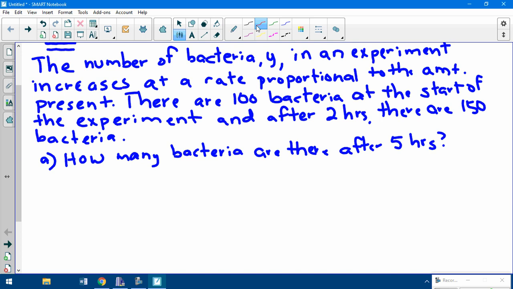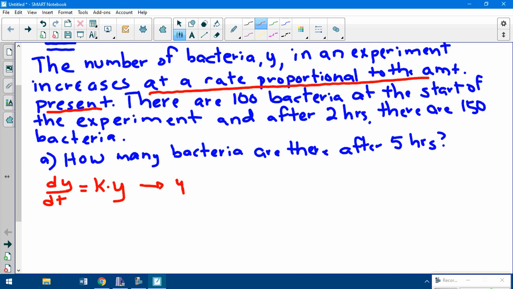Okay, remember, we're always looking for these words: increases at a rate proportional to the amount present. I want to keep connecting that back to the calculus behind it all. That means, we'll say y is the amount present, so dy/dt equals a rate, k, proportional to the amount present, which would be y. And we know that allows us to use the equation y equals a e to the kt, because that's the solution to that differential equation.